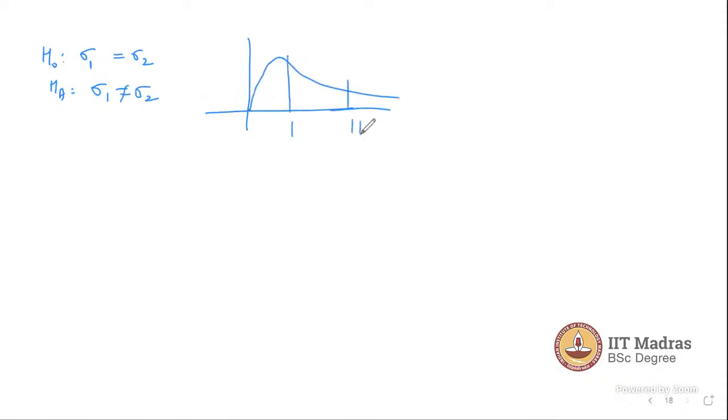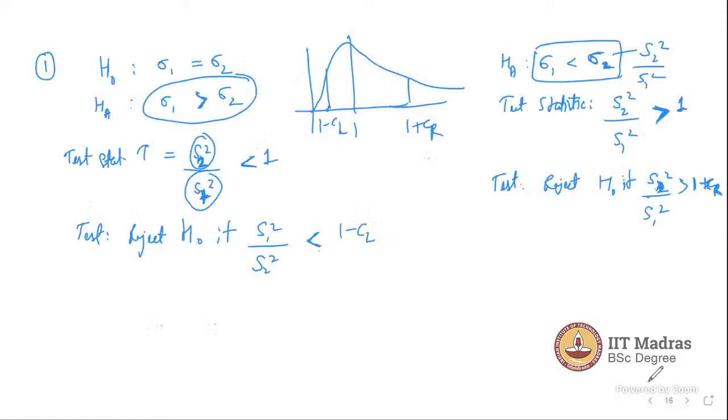Yeah, thank you. So in a two-sided test, your null is sigma 1 equal to sigma 2 and the alternative is sigma 1 not equal to sigma 2. So what we say is, you can reject your H0 if this is 1 minus CL, if it was just a one-sided test. If it was just a one-sided test, then this is your alpha.